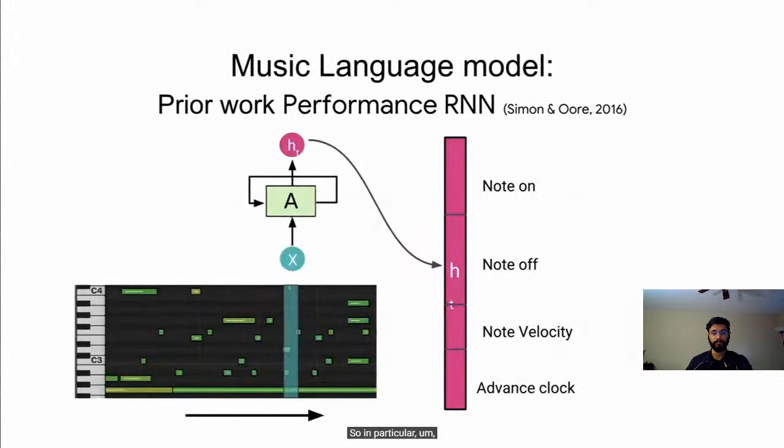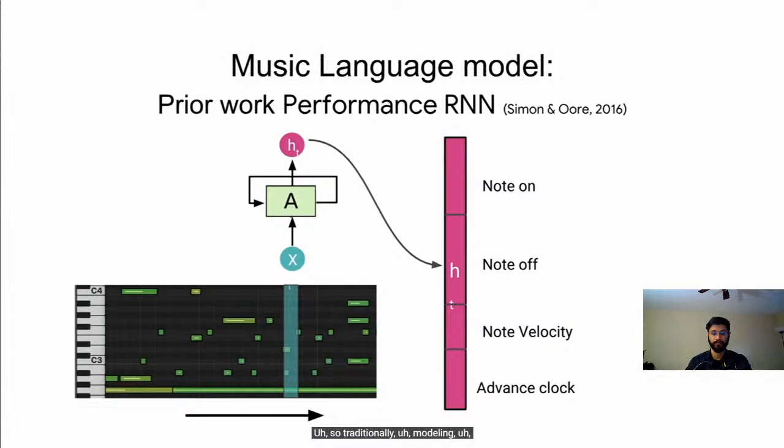In particular, modeling music as a sequential process, at each time step what is being output is: turn this note on, advance the clock by this much, and then turn this note off. There's also dynamics information, so when you turn the note on, you first say how loud it's going to be.